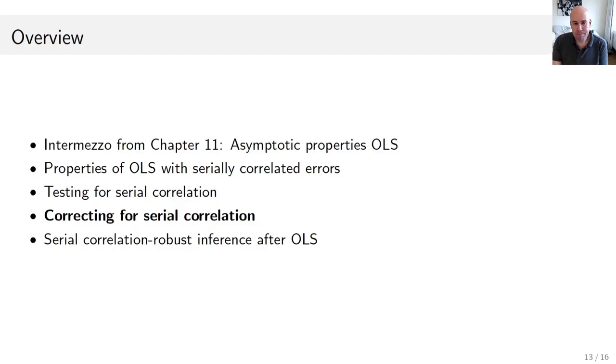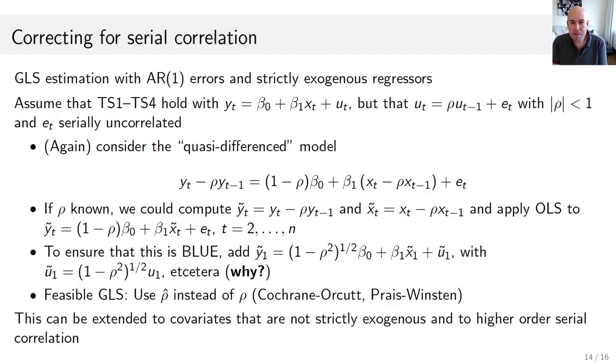Good, this brings us to correcting for serial correlation. Why would you want to do that? Well, for the same reason as you would want to do a correction for heteroskedasticity in the cross-sectional context. And actually, it turns out that one can also correct for heteroskedasticity in the time series context, but we're not going to get into that.